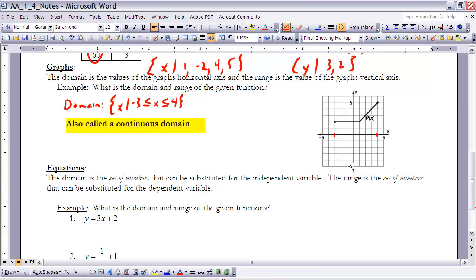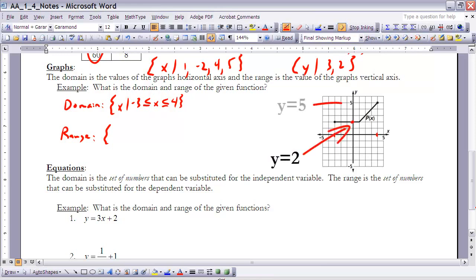So with graphs now, it's not going to be a finite set of values. It's going to be an infinite set, and it's going to be all values between those two numbers. Okay? As I look at the range graphically, I'm looking at it from a vertical standpoint. So the lowest point vertically is right here. The highest point vertically is right here. So it goes from 2 to 5. So I can say the set of values of y is such that 2 is less than or equal to y is less than or equal to 5. So that would represent the range of values.